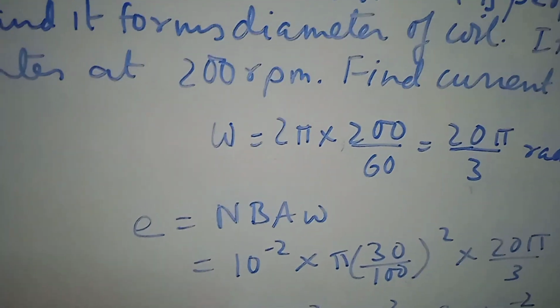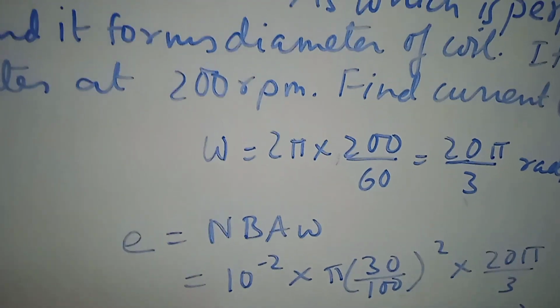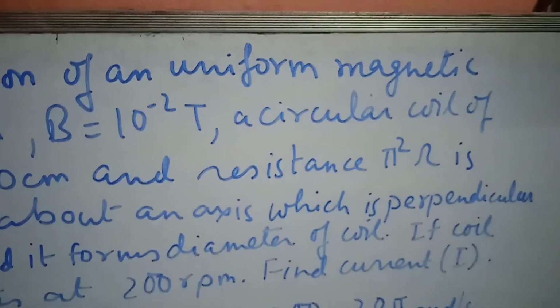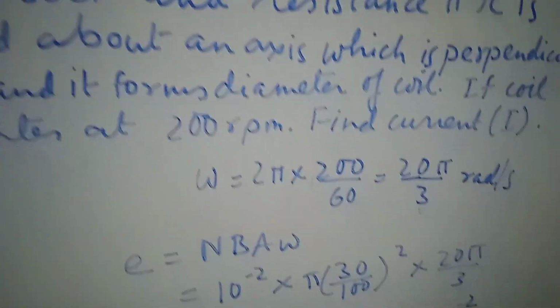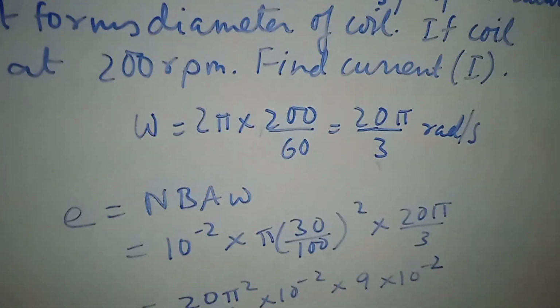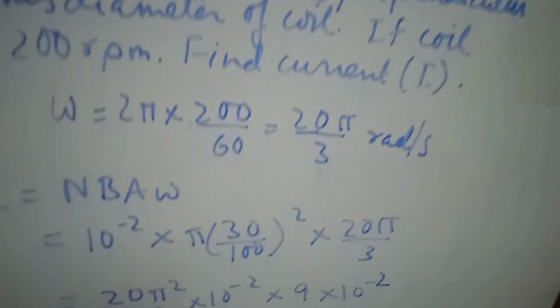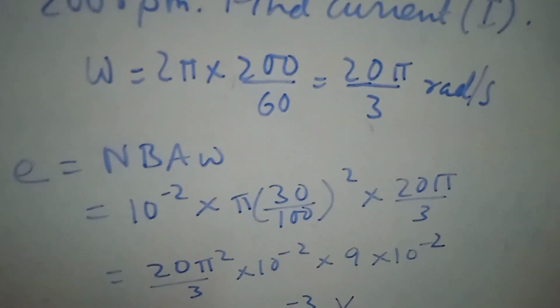So here n is not given anything. B is given 10 to the power minus 2 Tesla. Area: the radius is given 30 centimeter, so pi into 30 by 100 whole square. So this is area, and omega we have got 20 pi by 3. So we are getting pi.